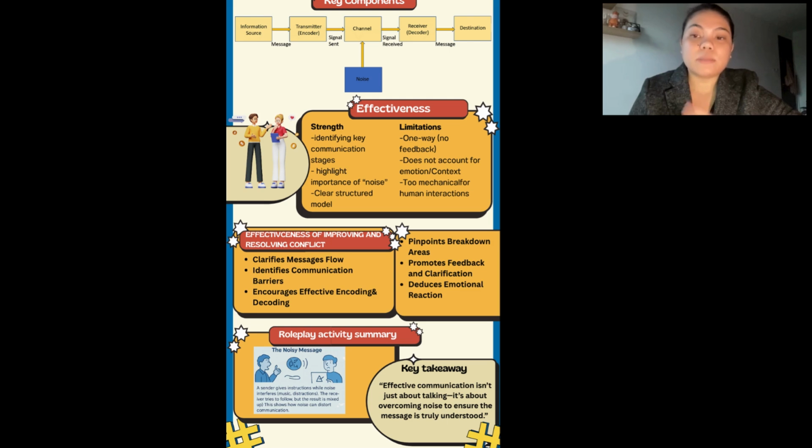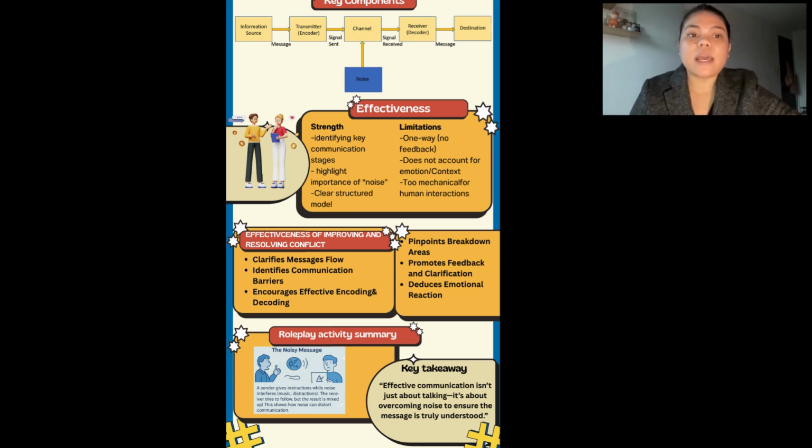Well, the limitations. One of the big limitations is that the model is just one way. It doesn't include feedback, but in reality, communication is usually two ways. We ask questions, we reply, or give reactions, which this model doesn't reflect. Another limitation is that it ignores emotion and context. It treats communication just like passing on information.